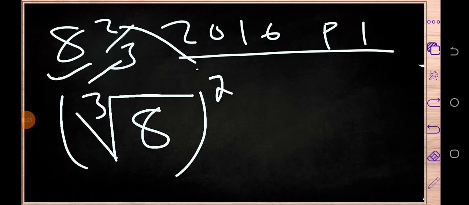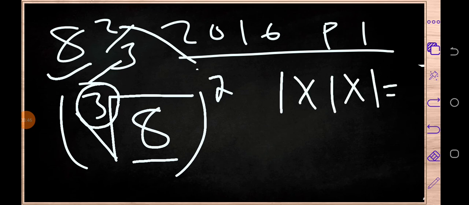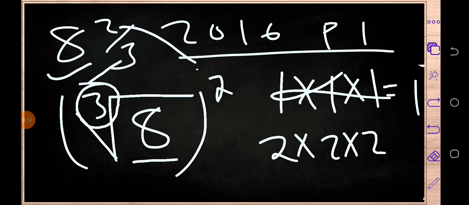Okay, so what does it mean? This means that we are going to find the number which, when we multiply it 3 times, is going to give us this number which is right over here. So what is that number? We are going to try. Let's try 1 times 1 times 1. The answer is 1. So that number cannot be 1. Let's try 2. 2 times 2 times 2. Okay, 2 times 2, 4. 4 times 2, the answer is 8. So 2 is the answer.